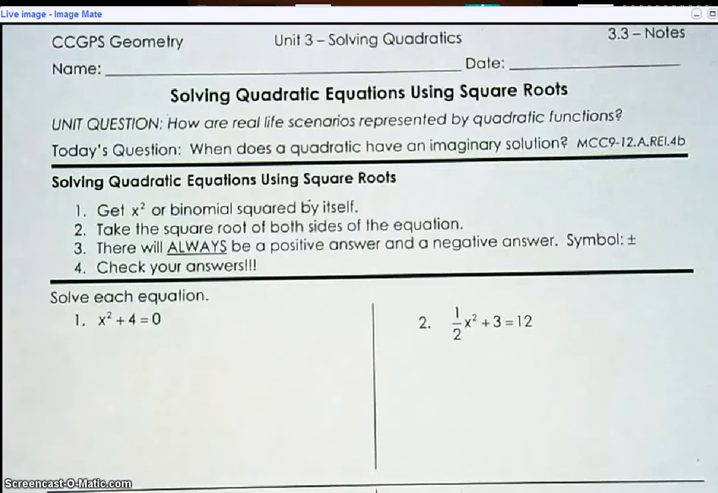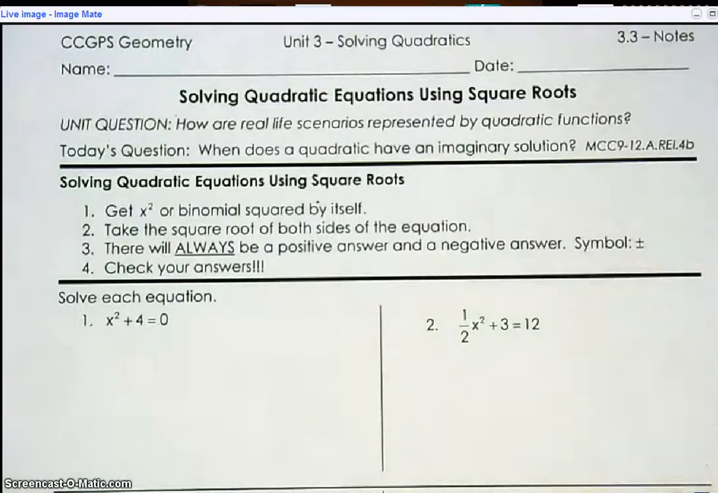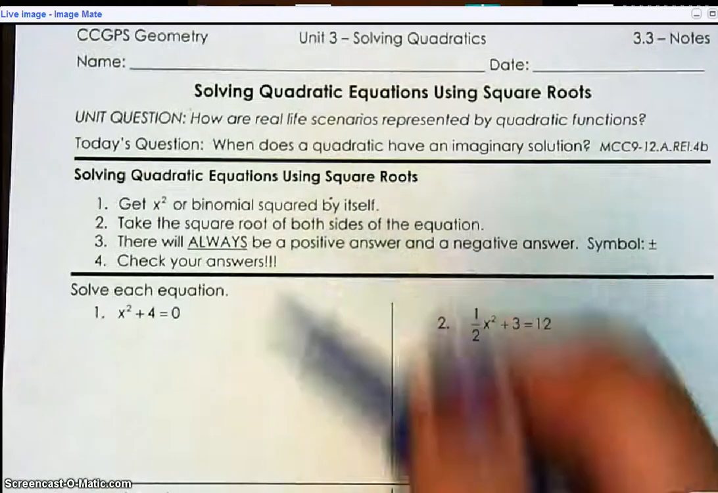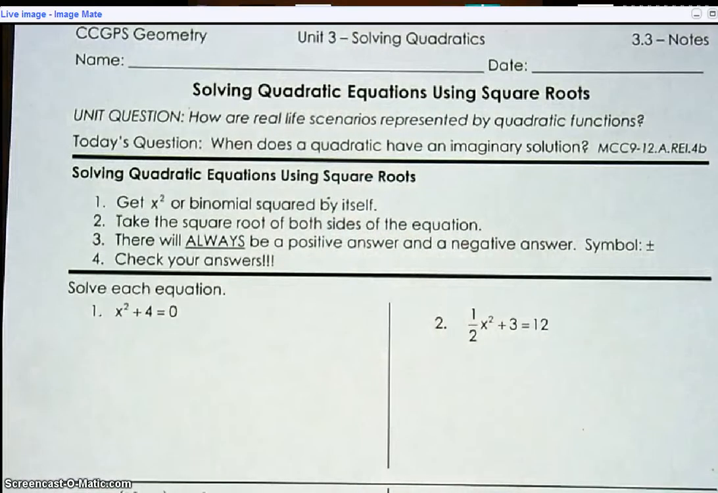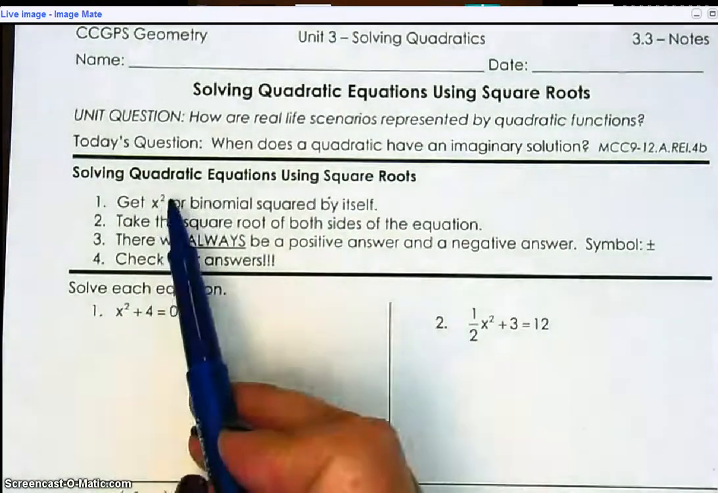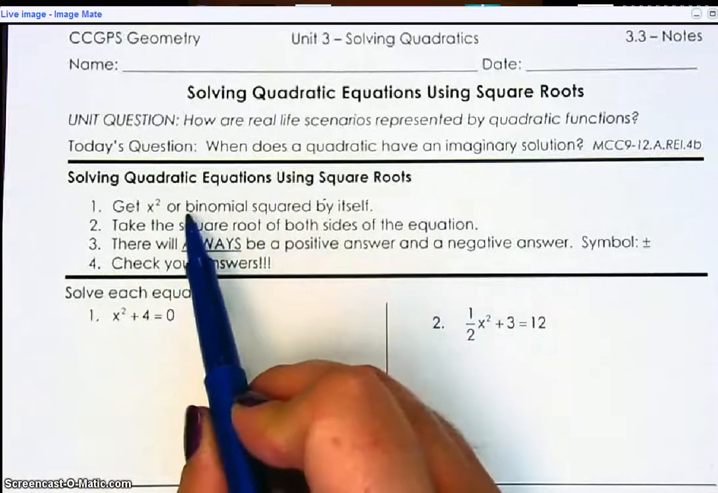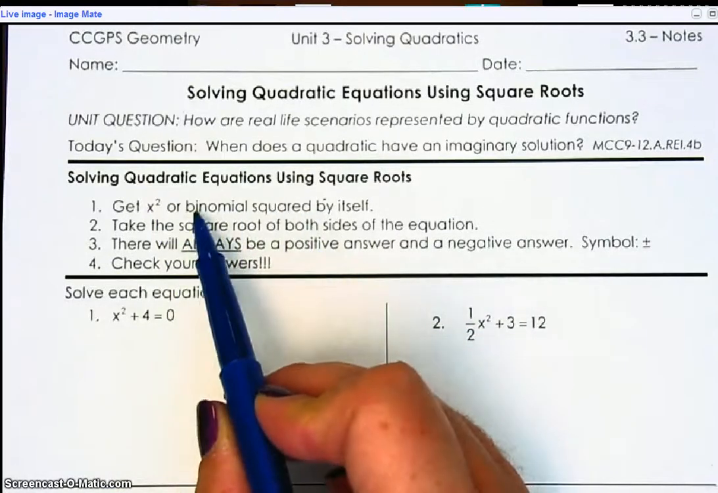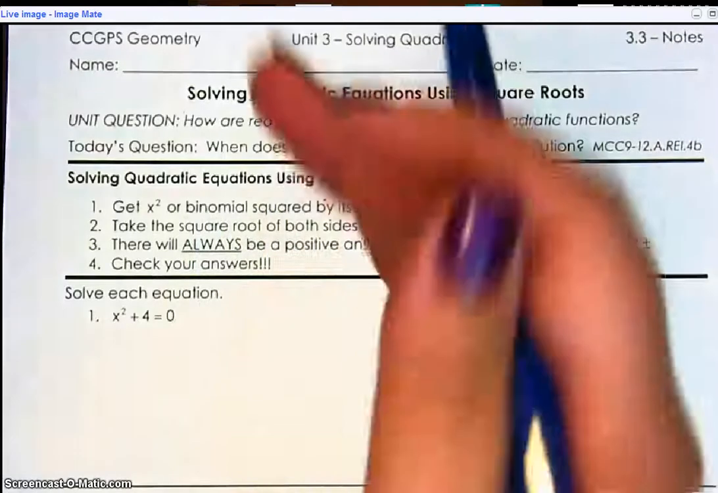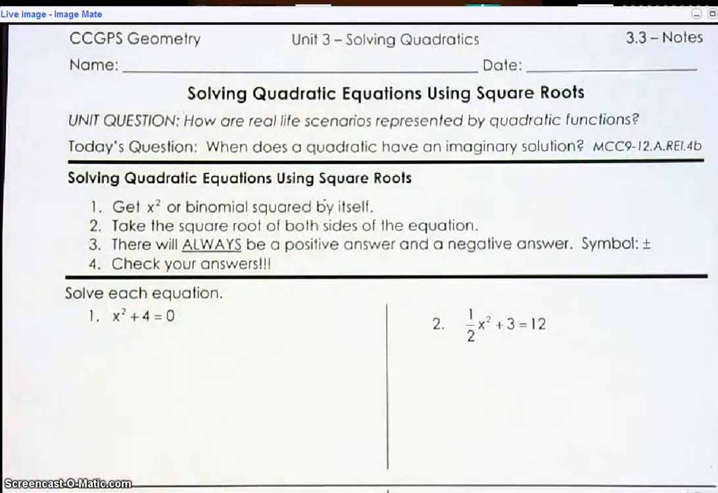Alright, for today's lesson, this is lesson 3.3, we're going to solve a quadratic equation using square roots. Here are some steps that we're going to repeat. We're going to get the squared term all by itself. Now the squared term may be an x or it could be another variable. And sometimes we're going to get a binomial squared. Binomial means two terms and they're going to be inside of parentheses with a little 2 on the outside.